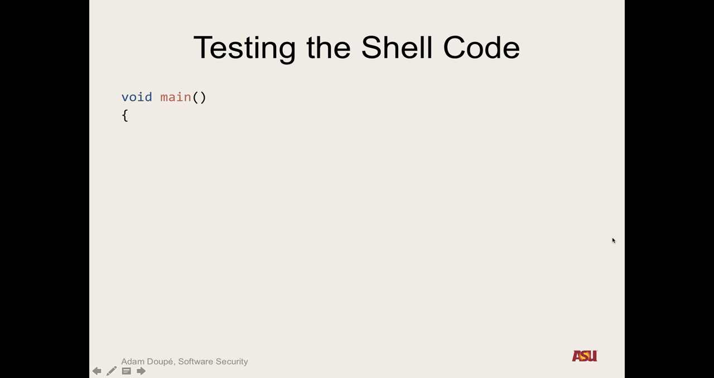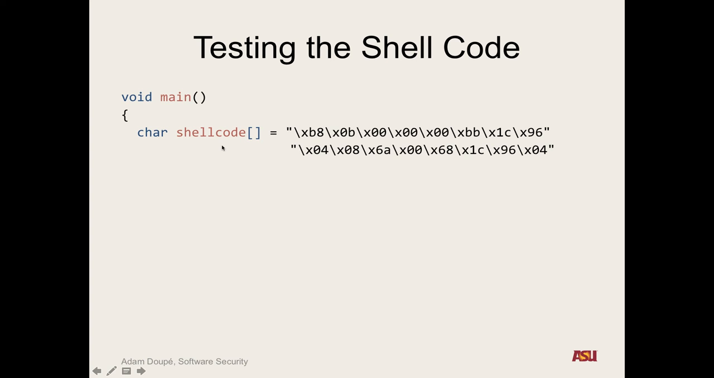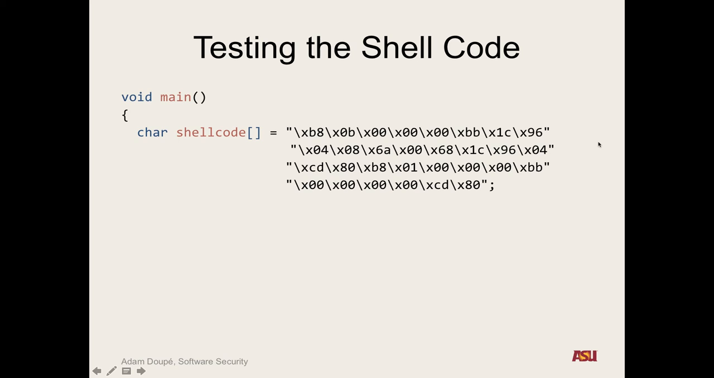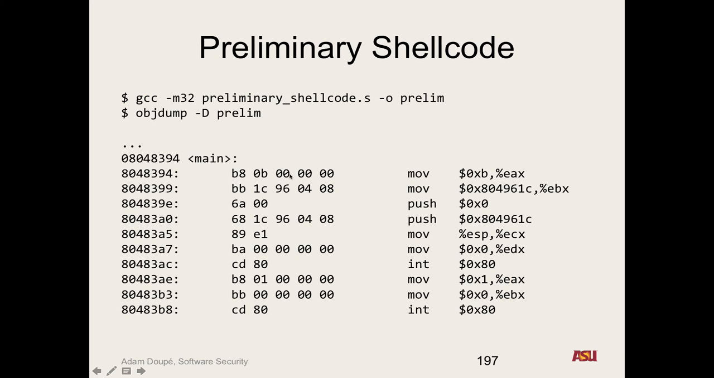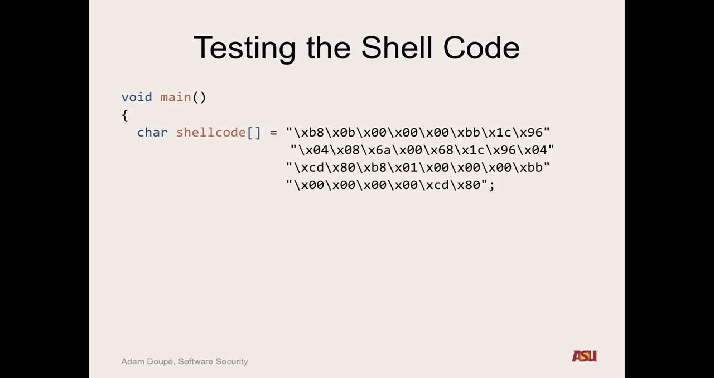So we just have a main function, and we have an array of shellcode. So how did I get these bytes? Objdump. I just took these bytes and copied them directly into the string. In C, this is how you specify specific bytes in a string. The \x means I want the byte value of hex B8 as the first character, and then hex 0B, and then hex 00. So you can use this to specify a constant string literal that is non-ASCII characters.